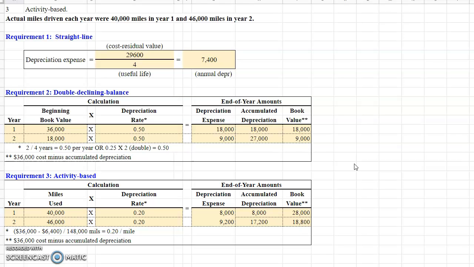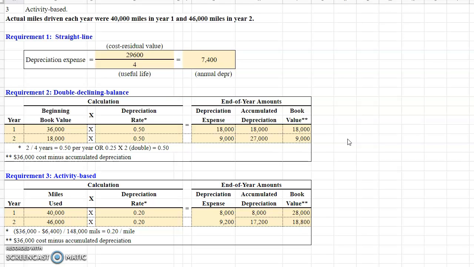Straight line is the most used simply because it is simple. Double declining balance is often used for tax purposes. Why? Because you take bigger deductions in the early years, which makes your net income less, which makes your taxable income less. And yes, you can use different methods for GAAP financial statements and for tax purposes. Those are two different things.